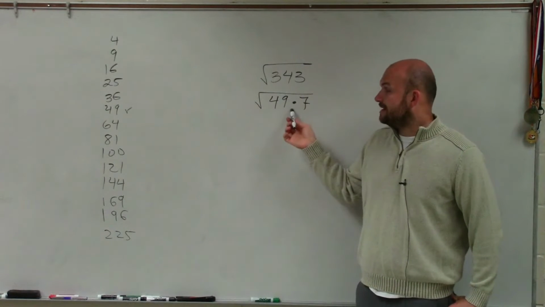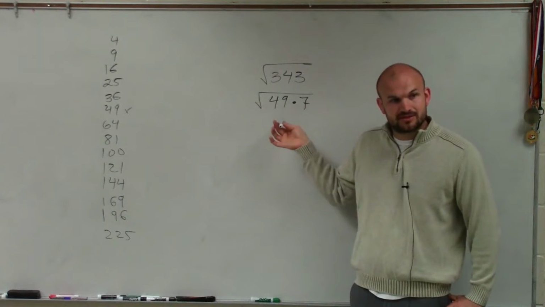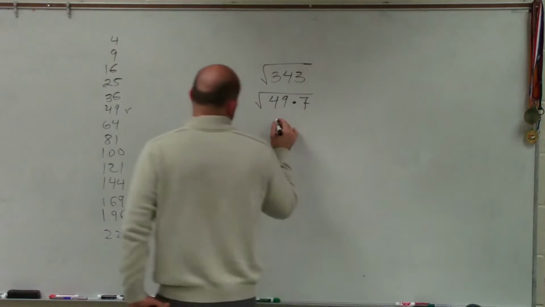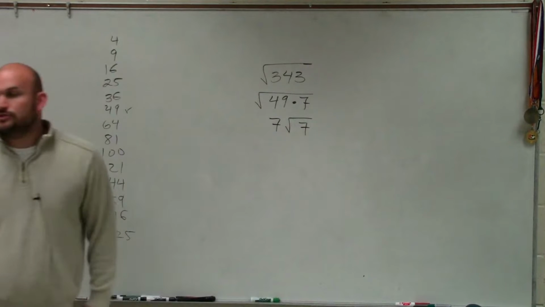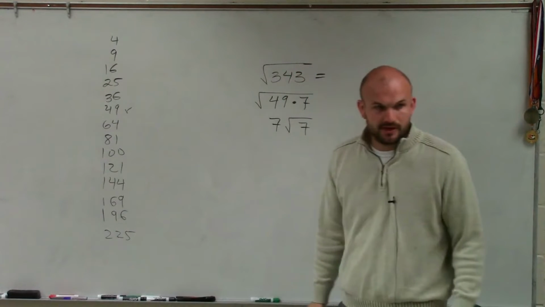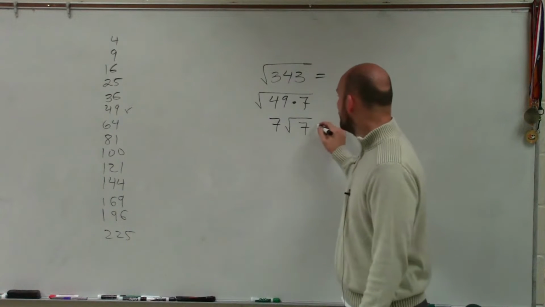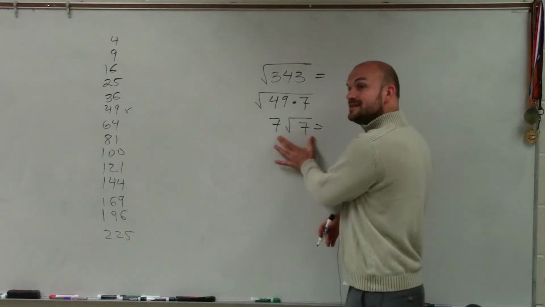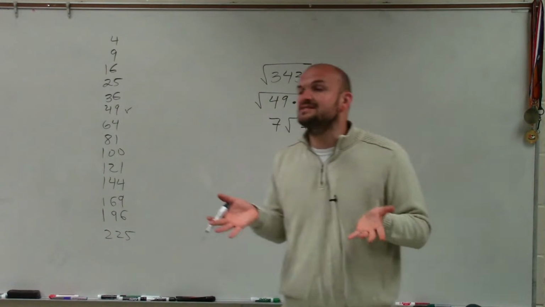Yeah. Then what's nice about this is now I can take the square root of one of these numbers because this is a square number. The square root of 49 is 7, so we get 7 times the square root of 7. Now check in your calculator: type in the square root of 343, then type in 7 times the square root of 7. And guess what? They're the exact same thing. However, this is what we call simplified, and this would be not simplified. Their number value is exactly the same.